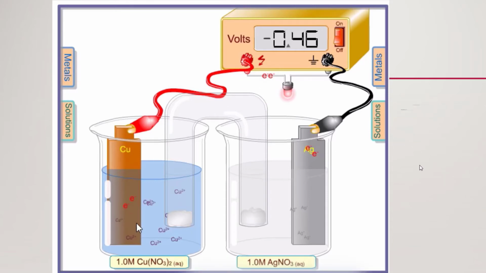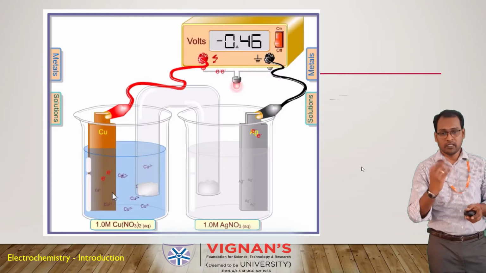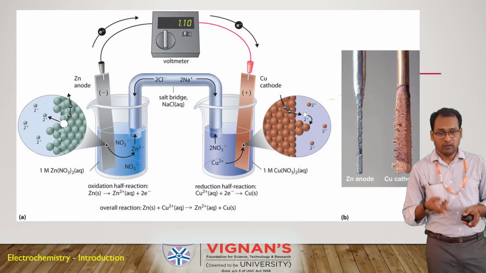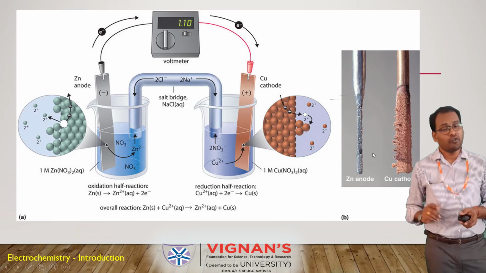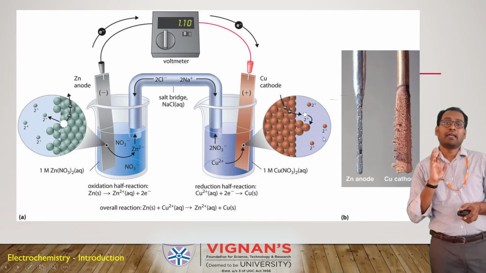This is the electricity produced via this redox reaction, where the copper electrode underwent oxidation, lost 2 electrons, and formed Cu2+ ions in the electrolytic solution, whereas the silver, which is the cathode, abstracted 2 electrons and got deposited with excess silver on its surface. This is the function of a galvanic cell. In another picture, you can see the zinc anode got disintegrated, whereas the copper got more copper deposited. So this is the function of a galvanic cell.